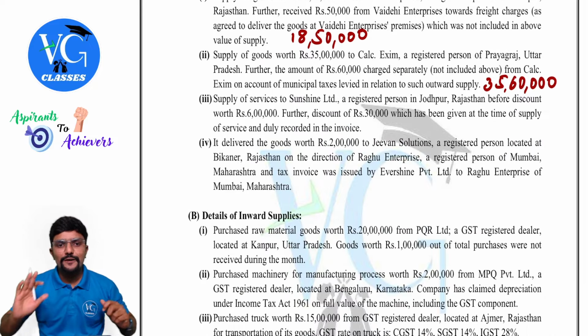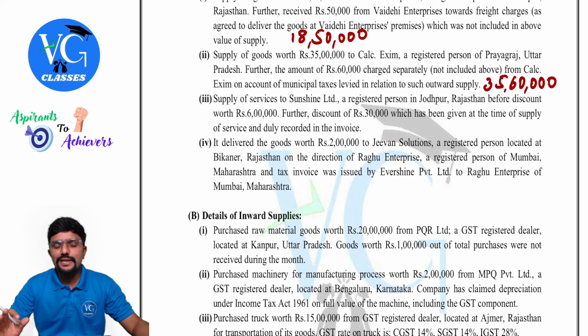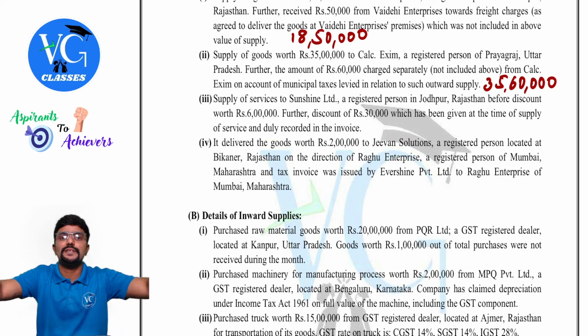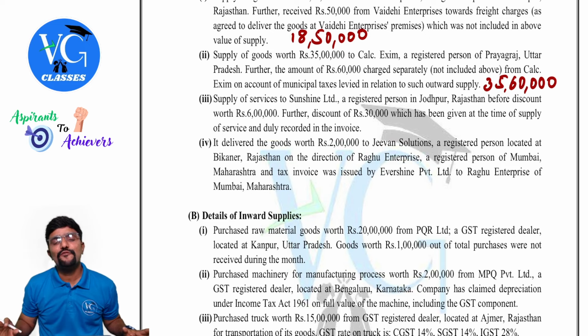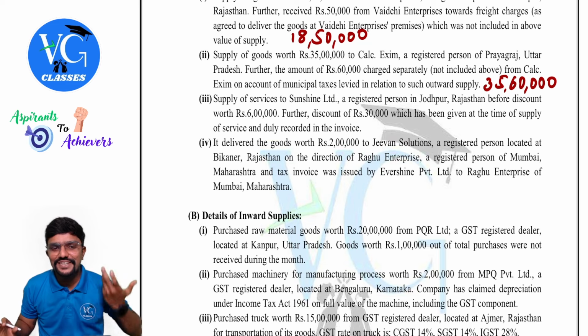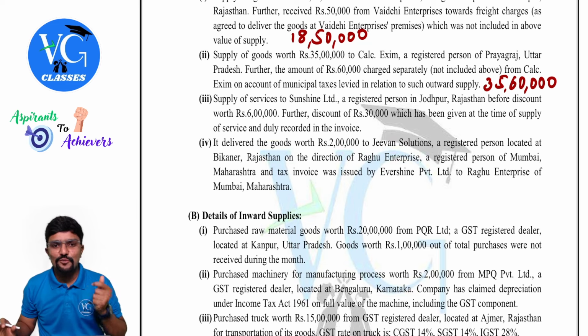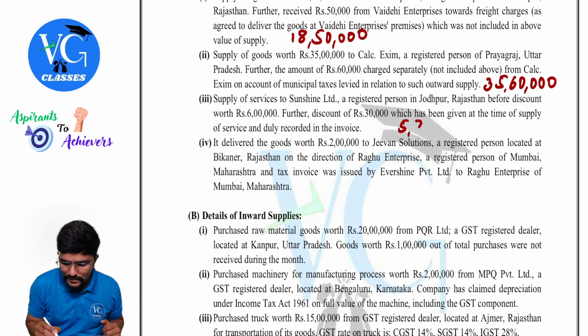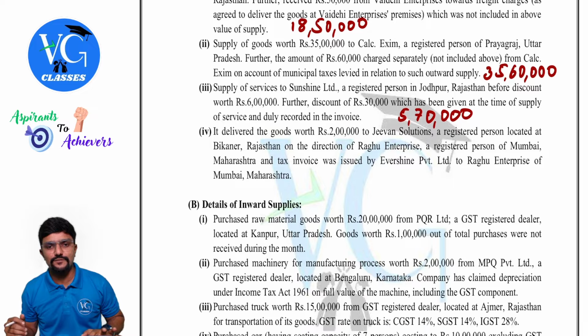Next, supply of services to Sunshine Limited, a registered person in Jodhpur, Rajasthan, same state, before a discount, worth 6 lakh. Further, discount of 30,000 which has been given at the time of supply of service and duly recorded in the invoice. Condition satisfied. As per 15 subsection 3, can we reduce the discount? Yes, guys. So how much does it come to? 6 lakh minus 30,000. So you can reduce 30,000. So value of supply would be 5 lakh 70,000, guys, for this supply.